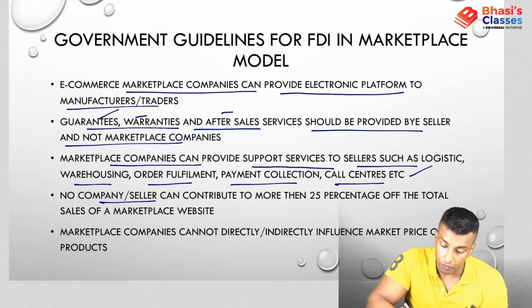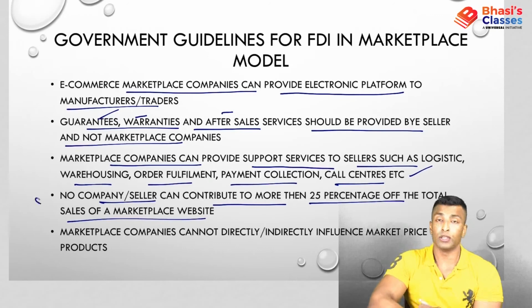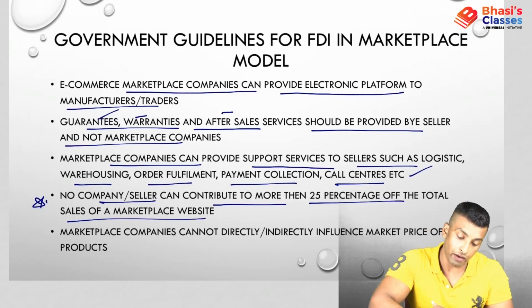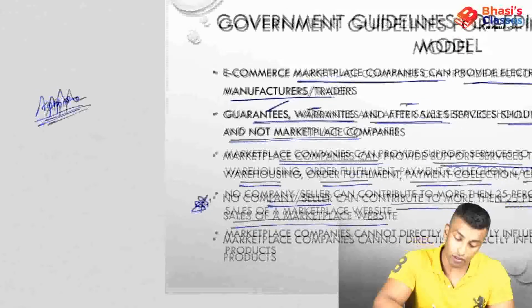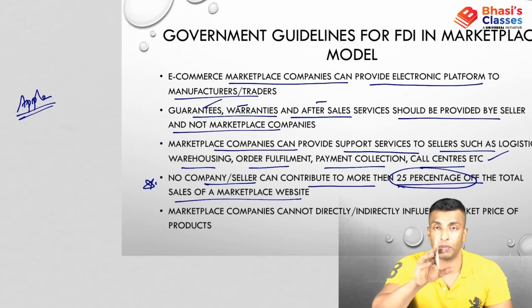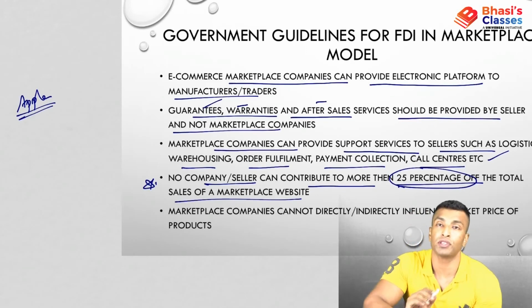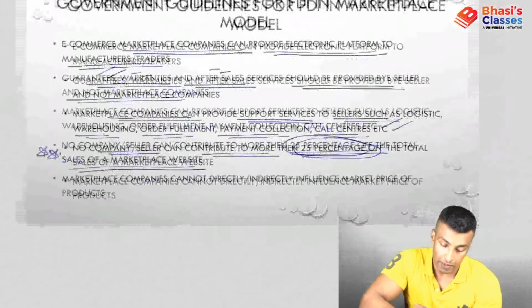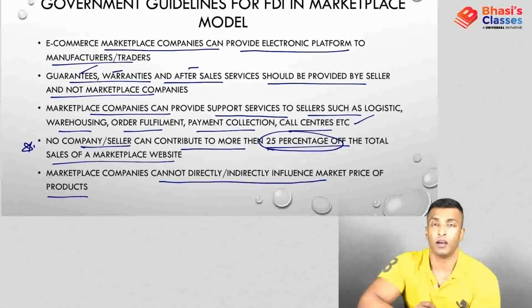No company or seller can contribute more than 25% of the total sale of a marketplace website. That is a very important point. So no company, let's suppose iPhone or Apple, can contribute more than 25% of one marketplace model. That means if you take Amazon, 25% should not come from one particular company; more than that should never be allowed. Then a marketplace company cannot directly or indirectly influence the market price of products.